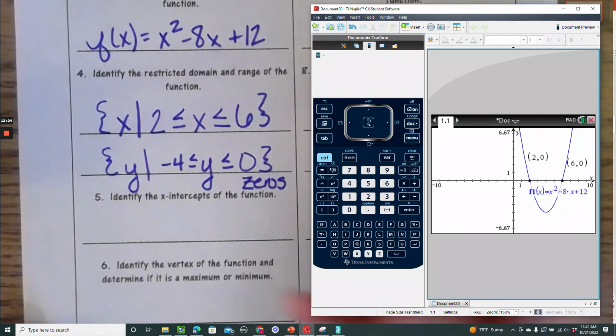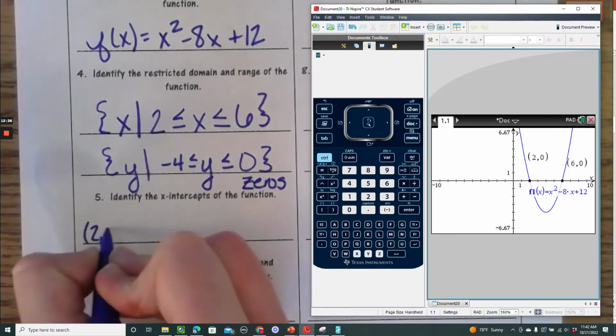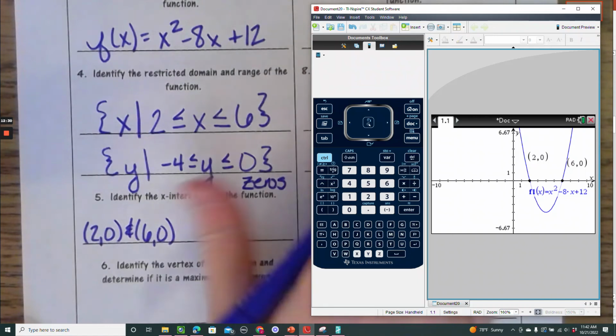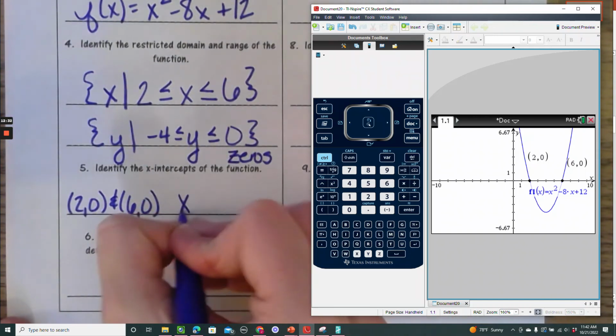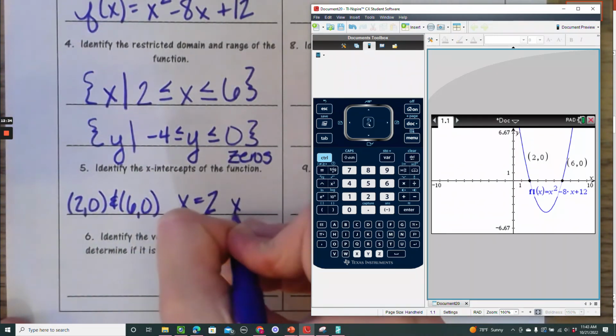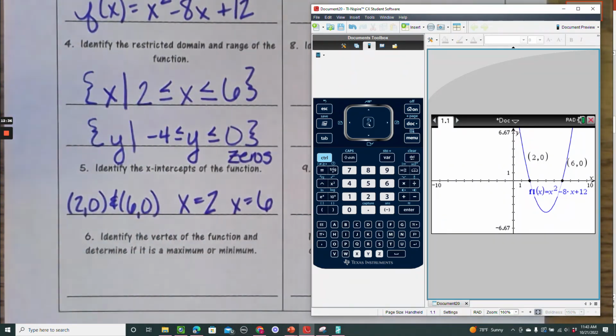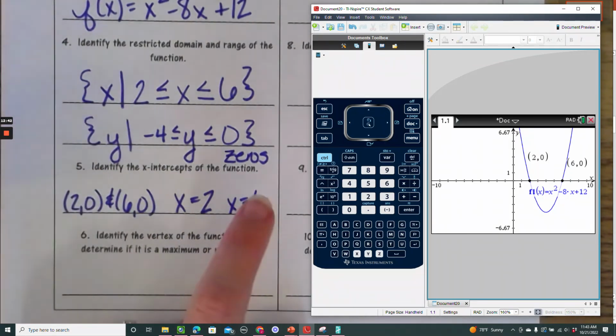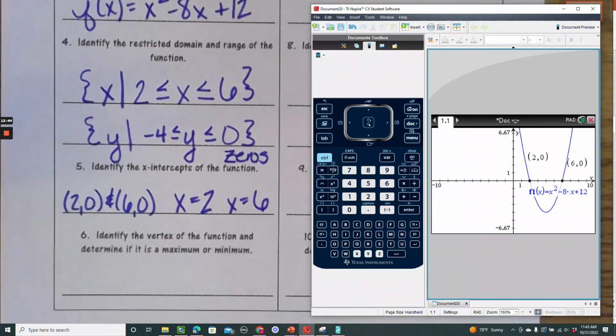And so I can write those. I can write them as ordered pairs, or I can write them as solutions. How I teach algebra kids, if it says X-intercept, you write it like an ordered pair. If it says zero, you write it like this. And that's typically what they want.